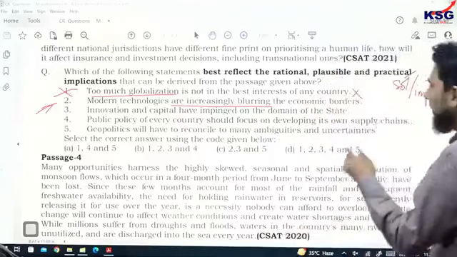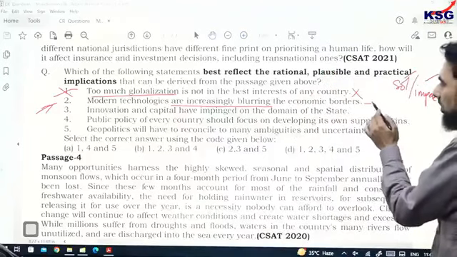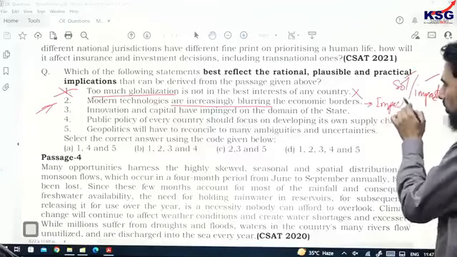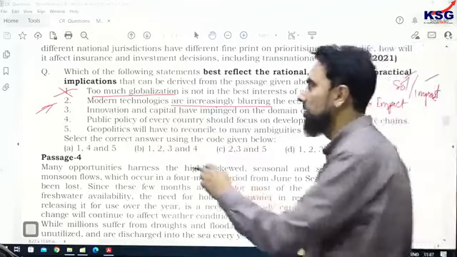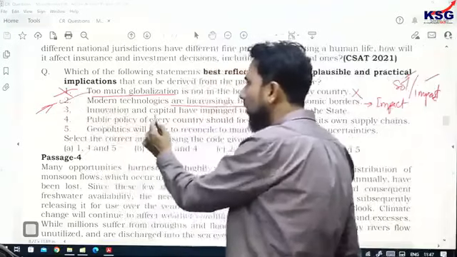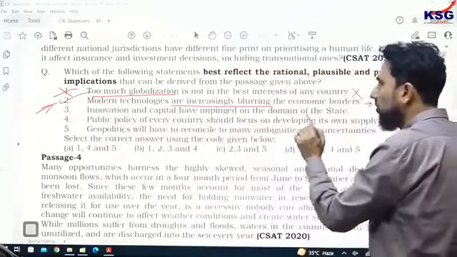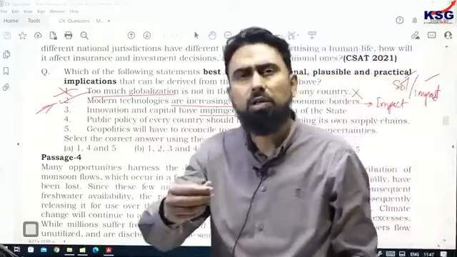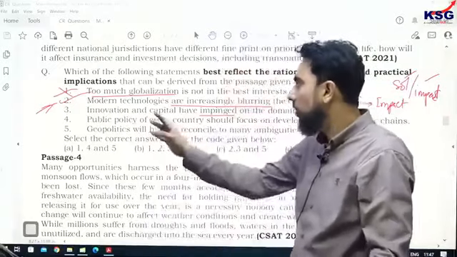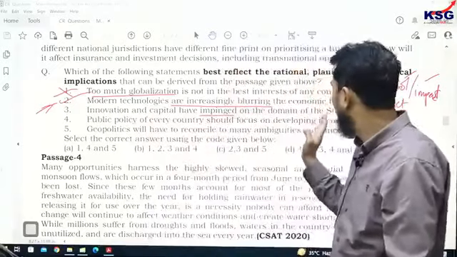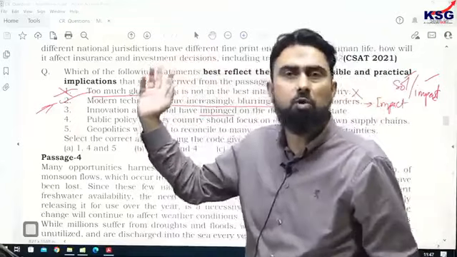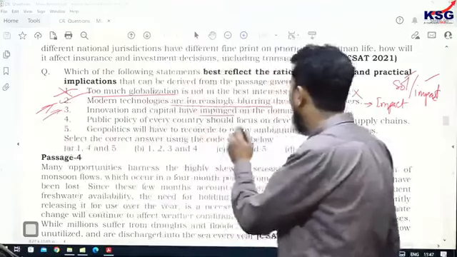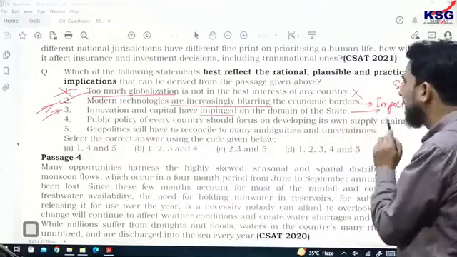But can you tell me whether it's a solution or an impact? So the answer is that it is an impact, not a solution. Hence it is valid. Second is valid. Third, innovation and capital have impinged on the domain of the state. Impinged means something that has an effect on something else, generally a negative effect. So yes, innovation and capital have impinged on the domain of the state, as shown through the example of the driverless car. And the third one is again an impact.